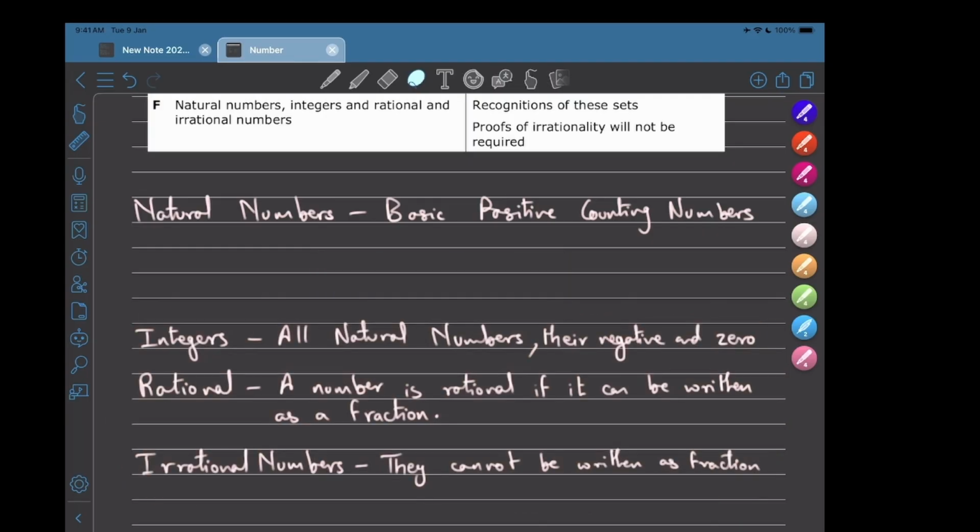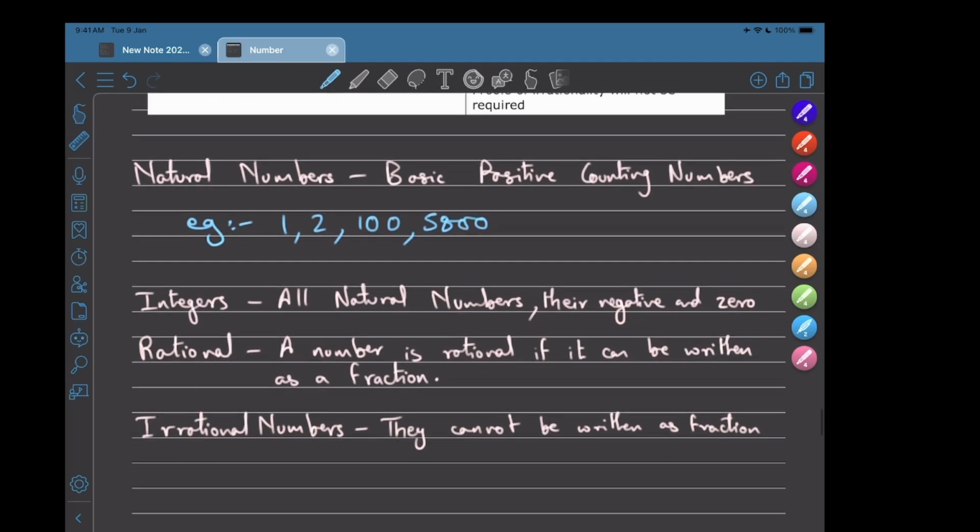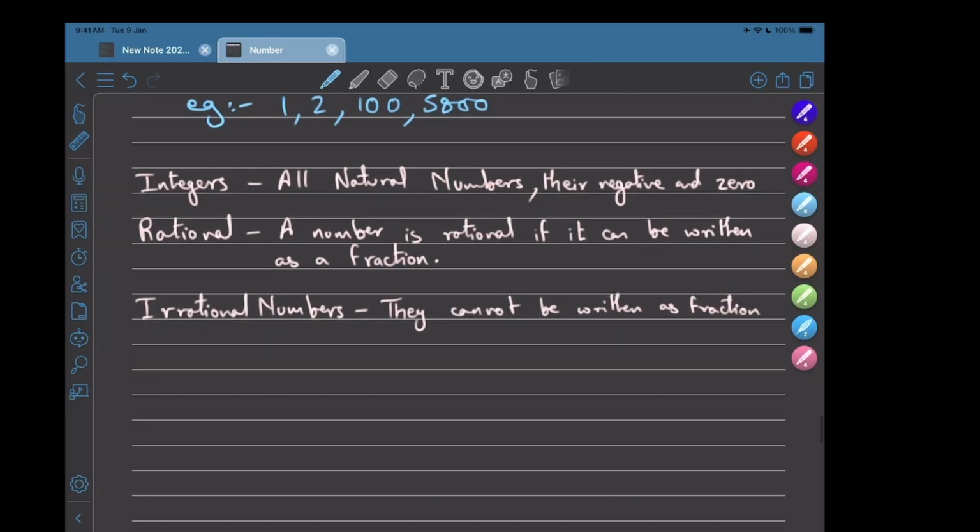The first thing, natural numbers. What are natural numbers? They are basic positive counting numbers that you studied. In other words, these are the numbers that start from 1. An example would be 1, 2, 100, 5,800. All right, so these are all natural numbers. Natural numbers are the numbers that are positive. It's just basic positive numbers.